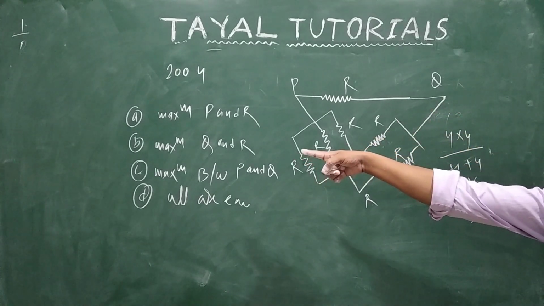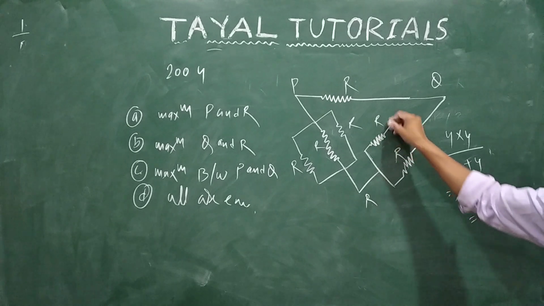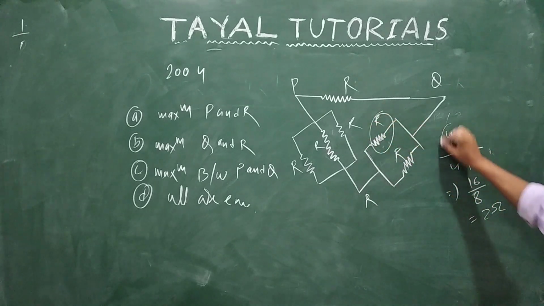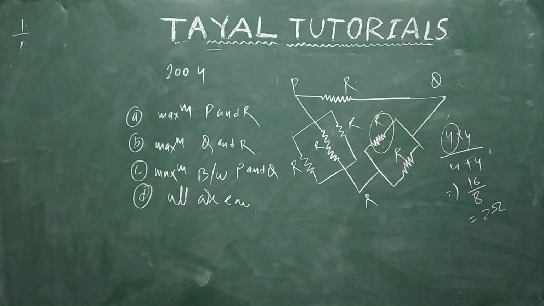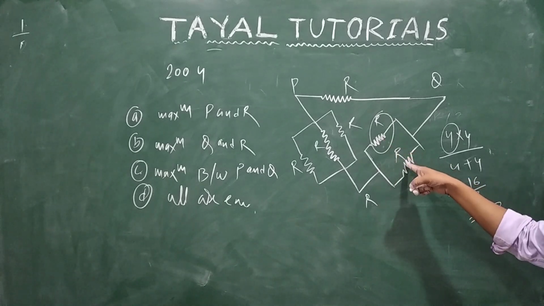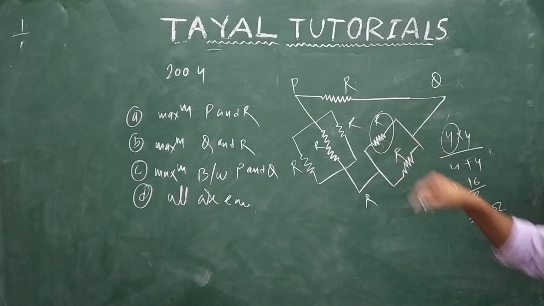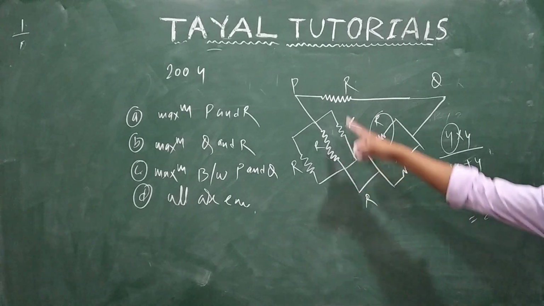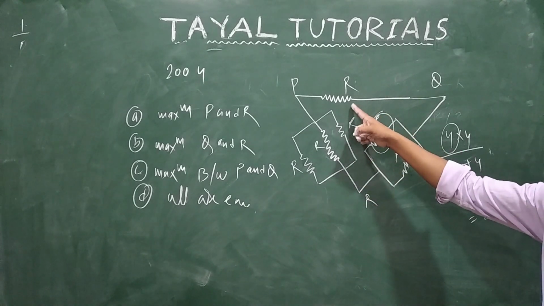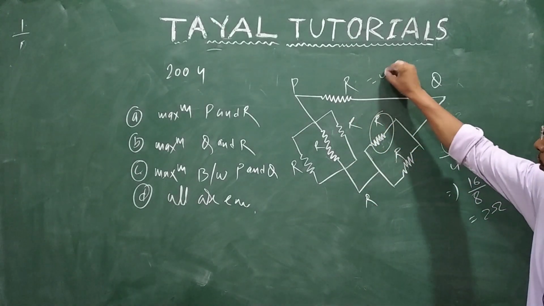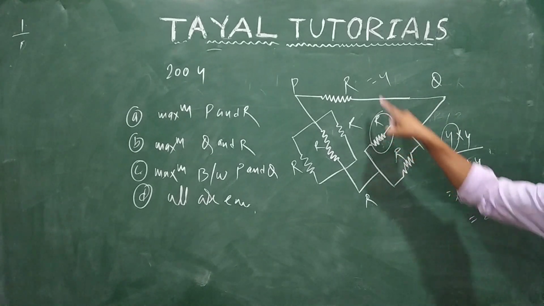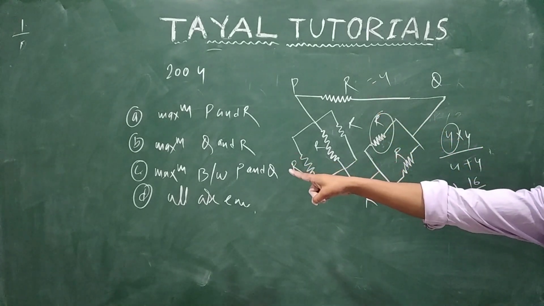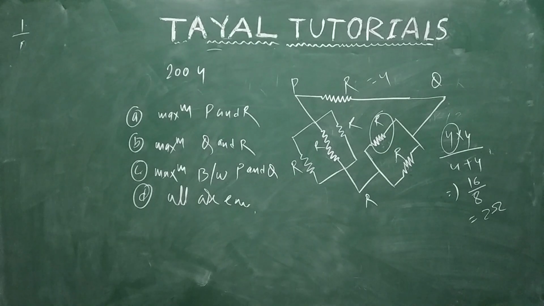You can see that the equivalent will be less than the individual. I am assuming 4 ohm, but you can assume any value. After calculating the equivalent of these two, I am getting less than the individual value. But here, for P to Q, the individual is still R. If I assume 4, that will be greater than these two. So option B is eliminated very easily.